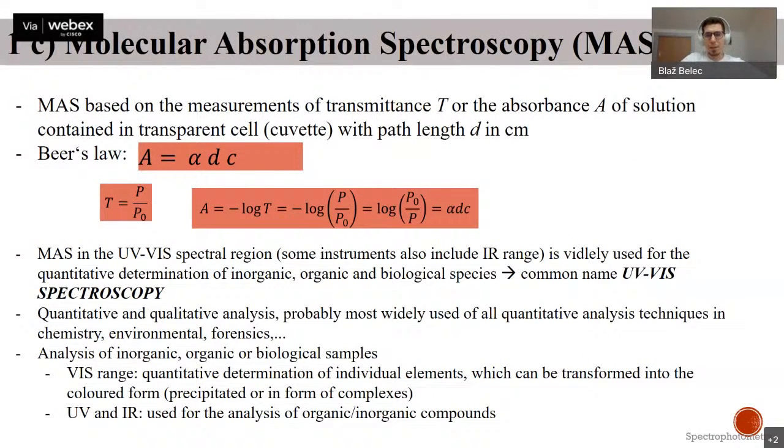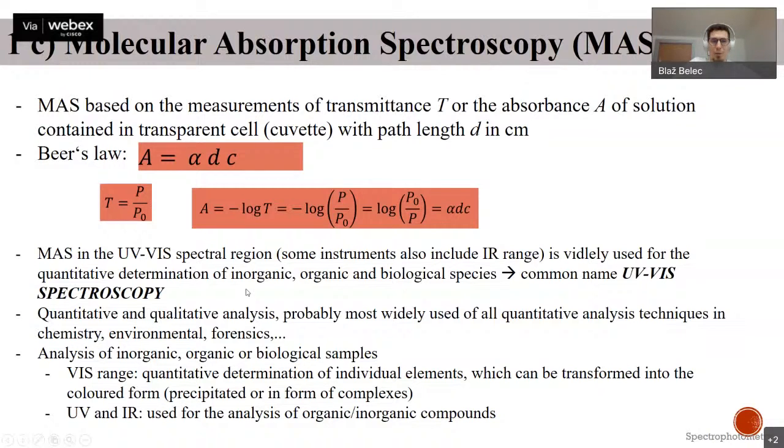The basis behind the spectroscopy is again the Beer-Lambert law. But as I said before, what we are measuring does not depend only on the excitement of each atom, but we also have to take into consideration the energies involved in the bonds between two atoms. So molecular absorption spectroscopy usually measures in the UV-Vis or in some instruments also in the IR range.